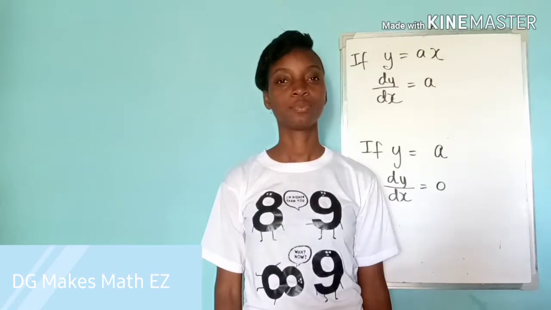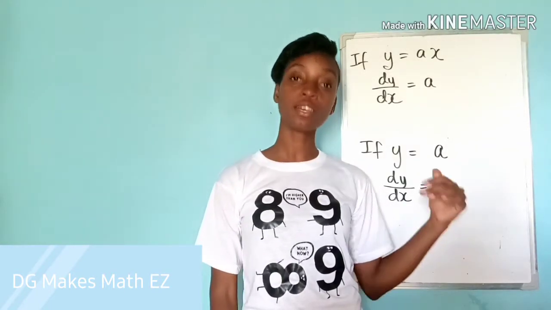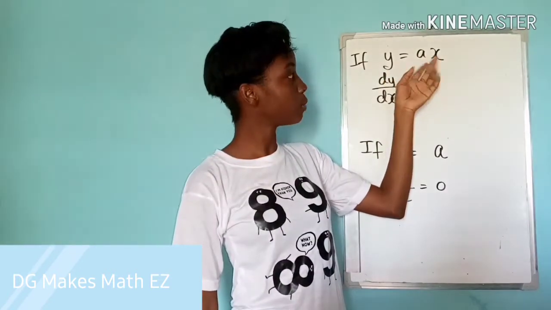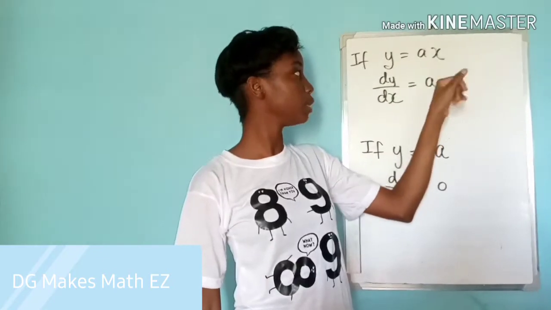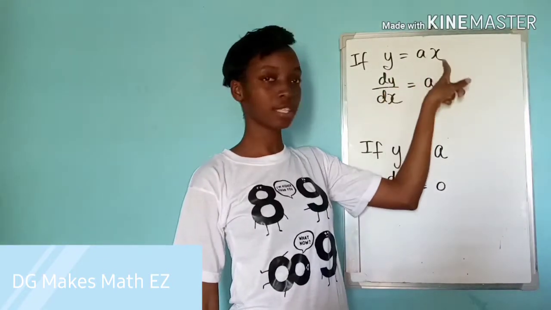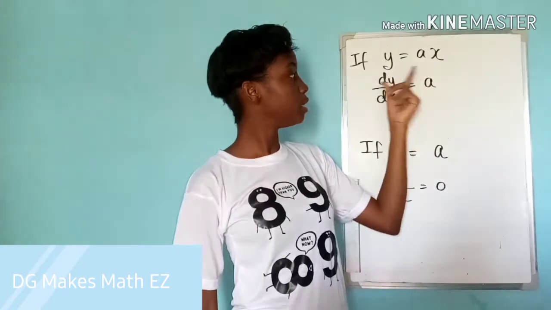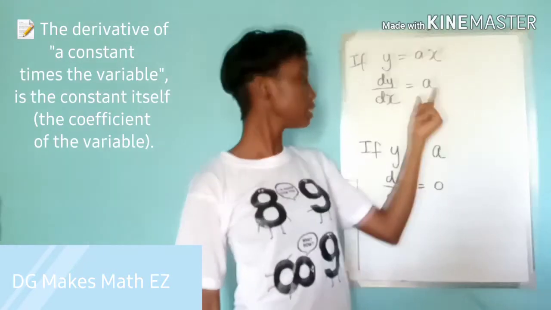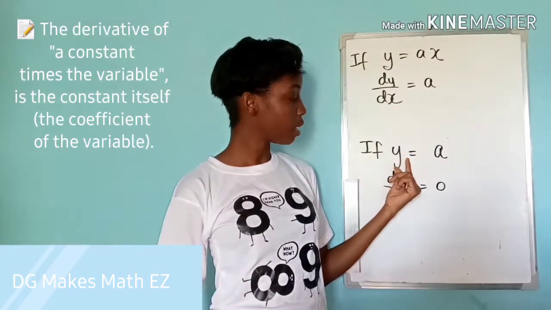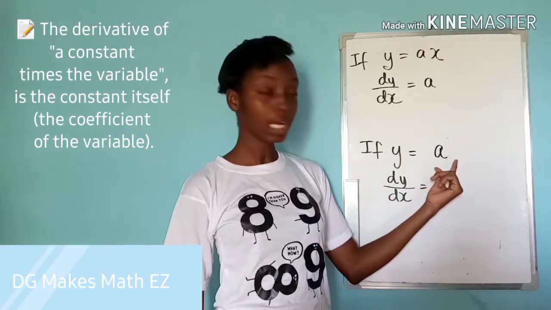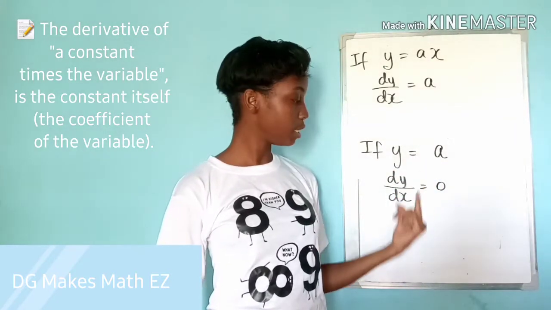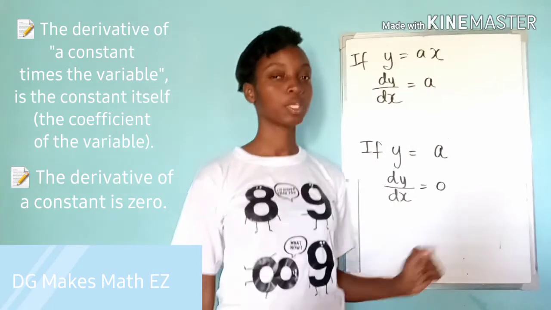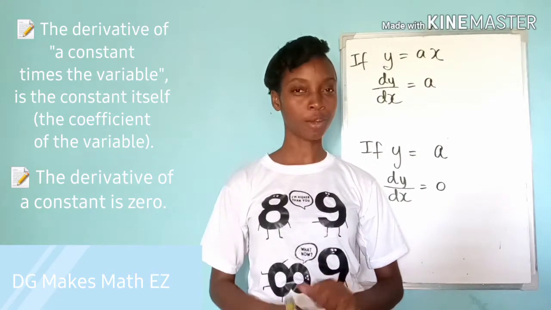Alright, let's go. It is also great if you know these other two rules, which are also based on the power rule. If you are given y equals a constant times a variable, and you're differentiating with respect to that variable, then the derivative is going to be the constant itself. And if you are given a constant to differentiate, then the derivative of that constant is going to be 0. If we know these, then we should be well on our way.